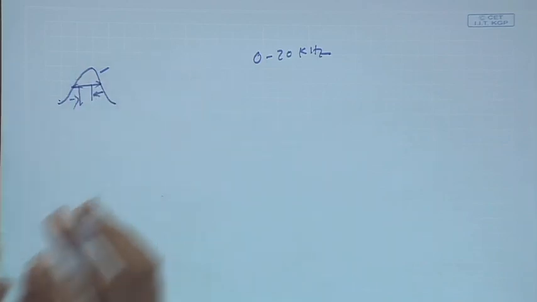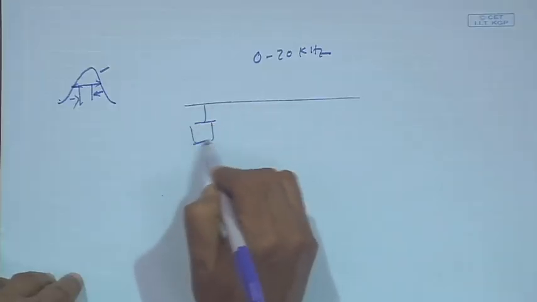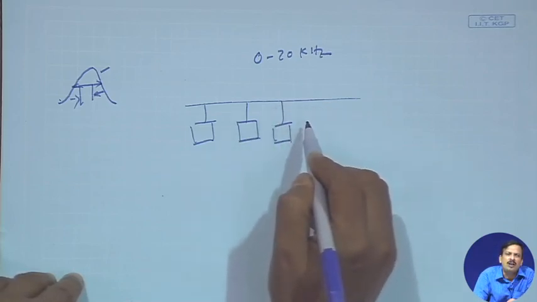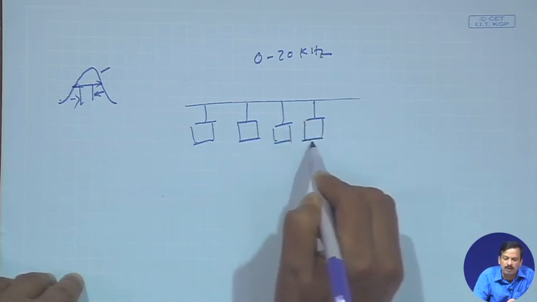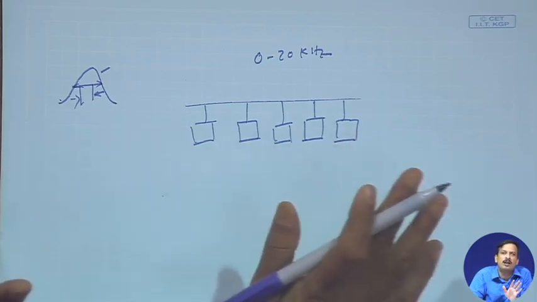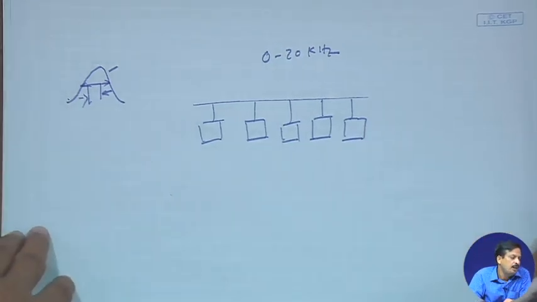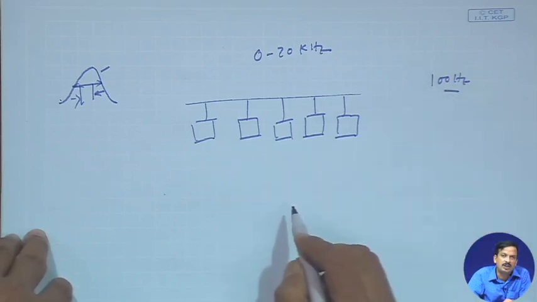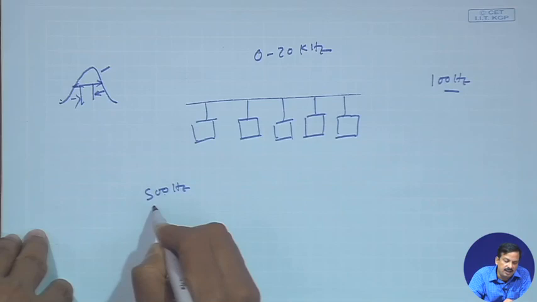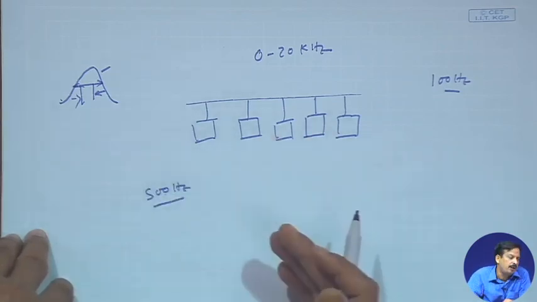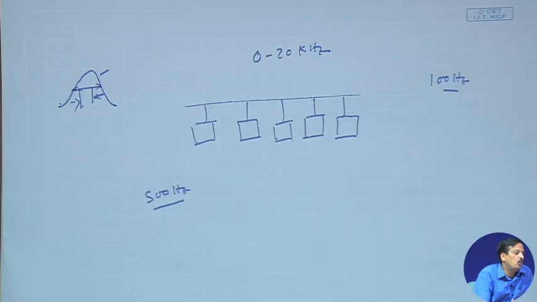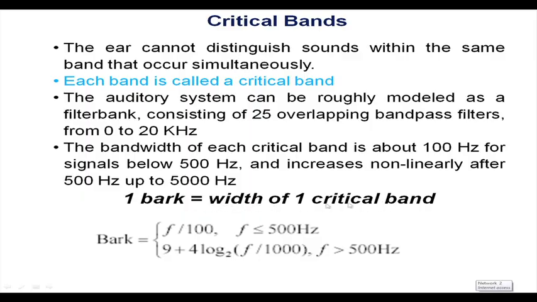So, instead of the human auditory system, I can think about an engineering model of band pass filters whose frequency bands are nonlinear. 25 overlapping band pass filters with nonlinear bandwidth can completely model the human auditory system. The bandwidth of each critical band is about 100 hertz. Below 500 hertz it is linear, and above 500 hertz it becomes nonlinear. That bandwidth is defined as a bark. So, one bark is equal to the width of a critical band.